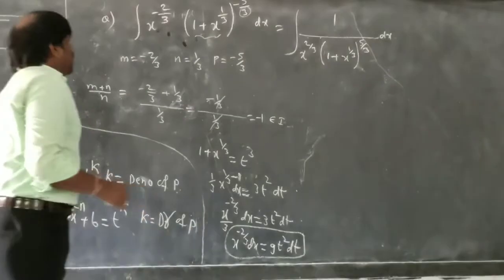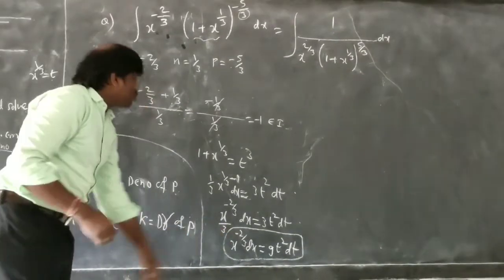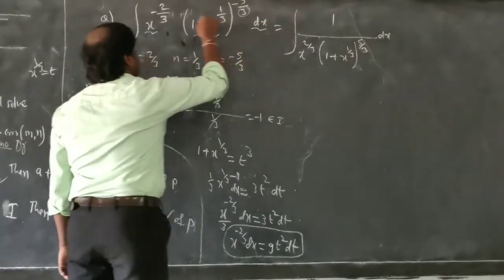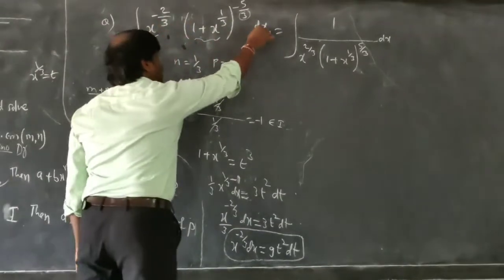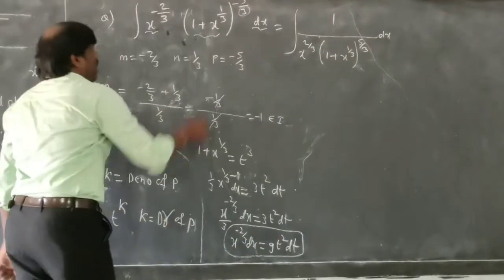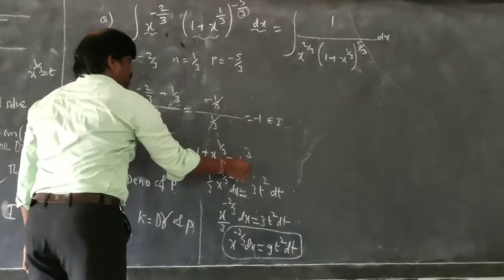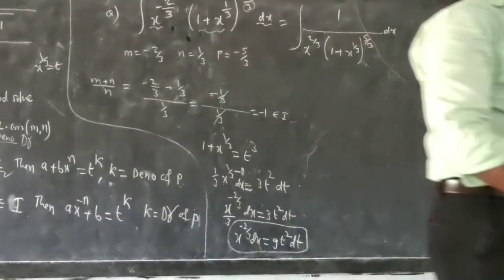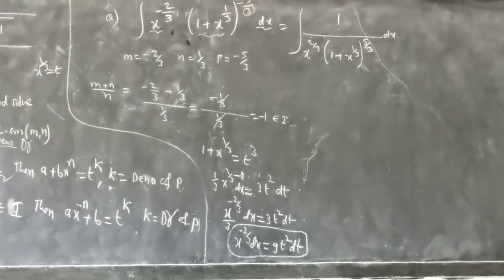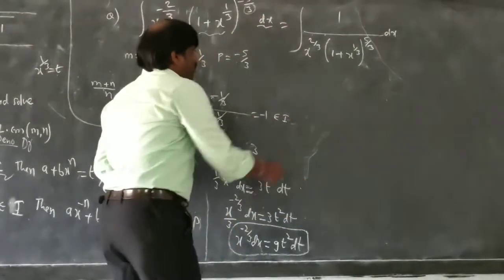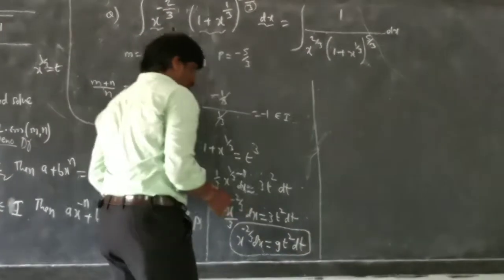Let's see here. X power minus 2 by 3 dx you have here. So this can be changed as 9t square dt, and this can be changed as t cube. That is what we can do. Now we'll do the problem. So what I am getting here is how to solve this question. Let's see how to solve this.